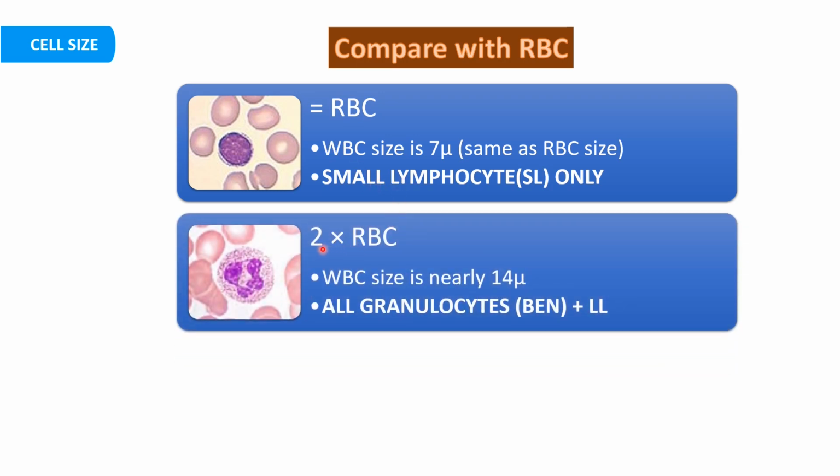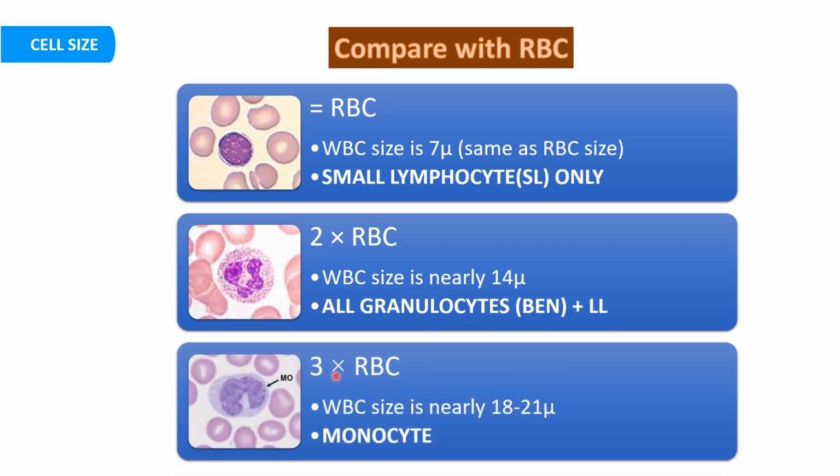Now if it is 2 times that of RBC, that means the size of the WBC is 14 microns, 7 into 2 is 14. Then all the granulocytes, that is basophil, eosinophil and neutrophil, have 14 micron size. Even the large lymphocyte can have 14 micron size. So if it is 2 times the RBC, it may be a granulocyte or large lymphocyte.